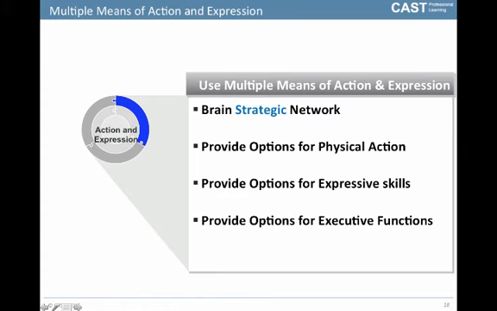How can we provide options for expressive skills and fluency, including options in the media for communication, in the tools for composition and problem solving, and in the scaffolds for practice and performance? Finally, how can we provide options for executive functions through offering options that guide effective goal setting, that support planning and strategy development, that facilitate managing information and resources, and that enhance the capacity for monitoring progress?